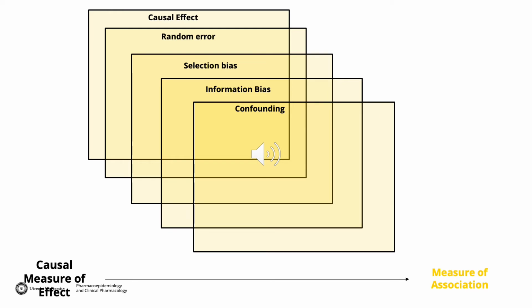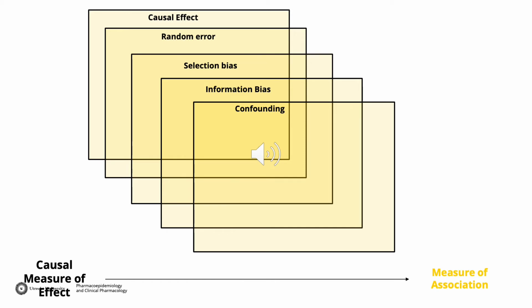But a lot of the time, when we're conducting a study, we introduce all these different layers of bias and error. This kind of moves us away from this true causal measure of effect to more of a measure of association, where typically when we're conducting an observational drug safety study, we talk about causal measures of association, and in randomized controlled trials, we talk about causal measures of effect.